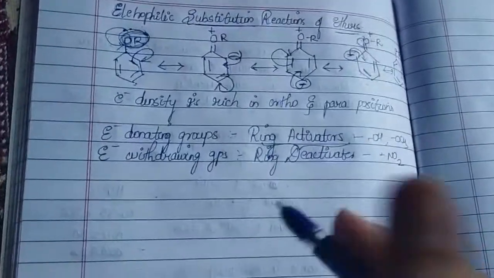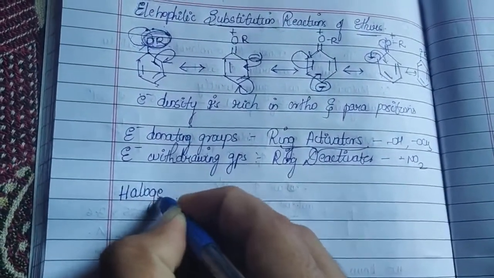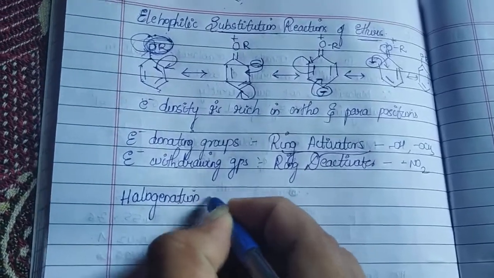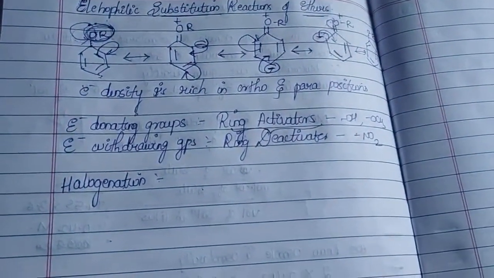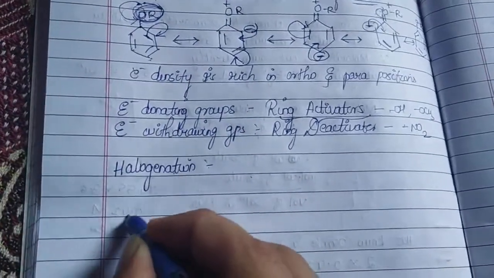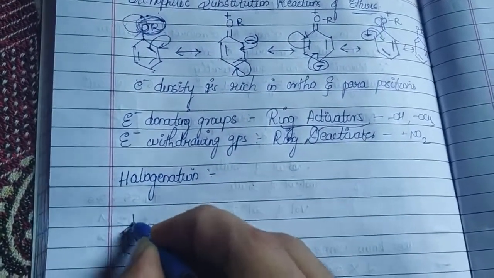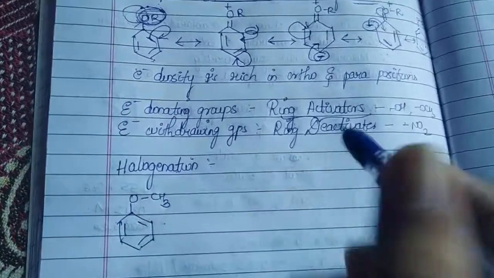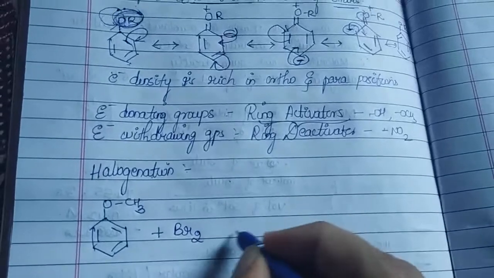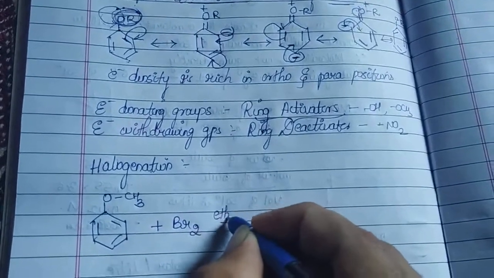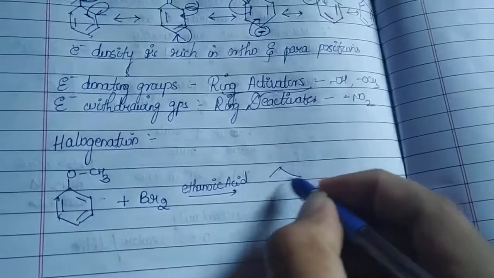Okay, so let us first start with the first electrophilic substitution reaction, halogenation. Basically, for all the electrophilic substitution reactions we are going to study, we are taking a common aromatic ether, that is anisole. What is the anisole structure? Methoxybenzene, OCH3. So when anisole is treated with bromine in the presence of ethanoic acid, what are the two products you are going to get?